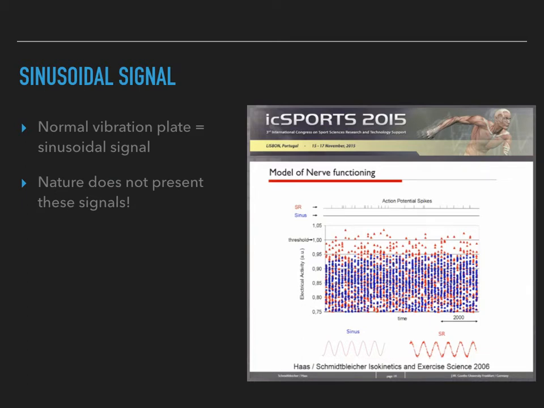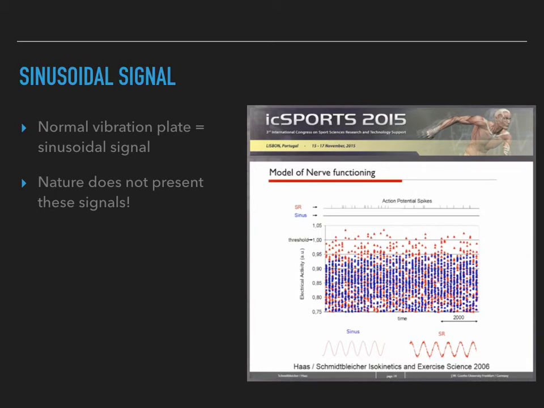Here's a look at the signal that normal vibration plates give versus the signal that stochastic resonance gives. A normal vibration plate gives a sinusoidal signal, and what we talked about was that you don't find these signals in natural situations. If the sinusoidal signal gets too high and hurts, the kidneys start to move and it actually becomes dangerous. Some of the conventional vibration plates could have this problem if they went too high. This does not happen with stochastic resonance because the movement is always different. It's not a consistent vibration pattern, it's always a different pattern so that your body doesn't get used to it.